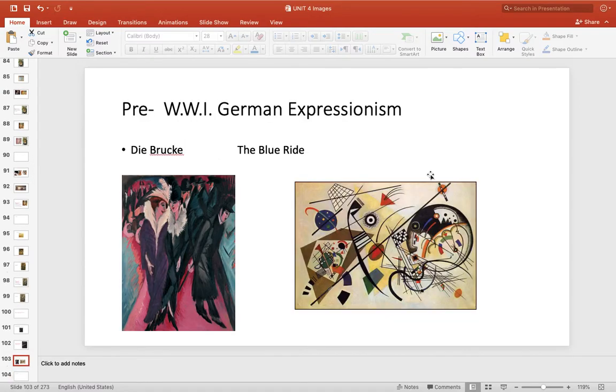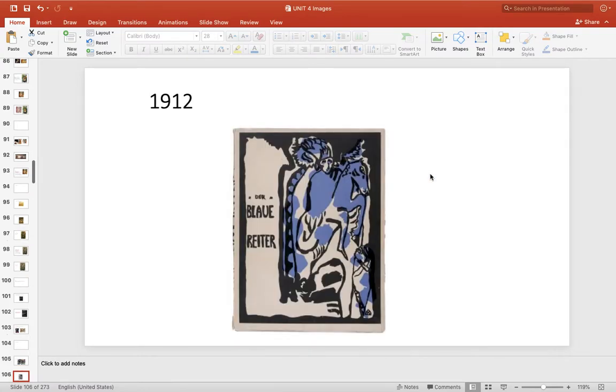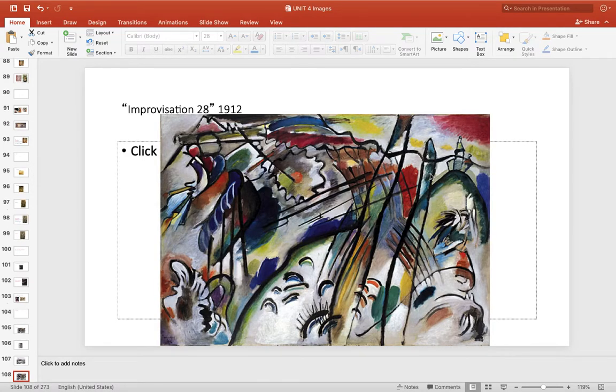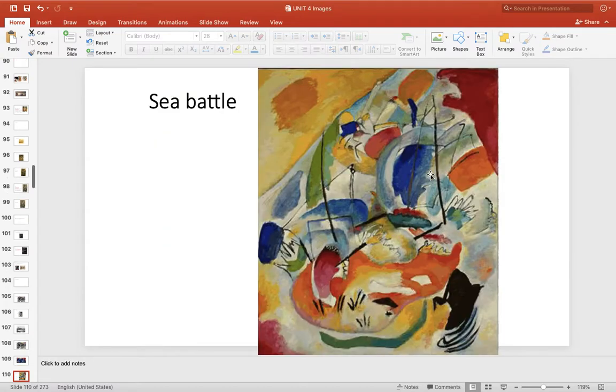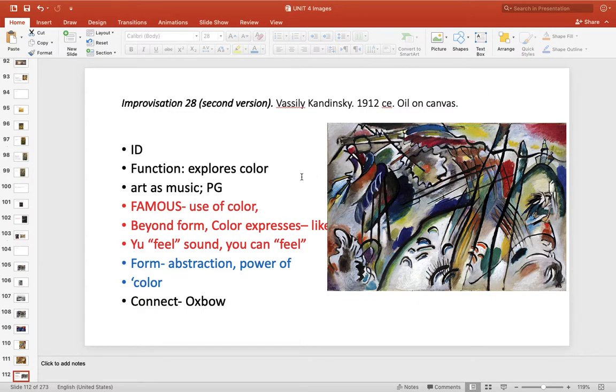German Expressionism, ugly and pretty, Die Brücke and Der Blaue Reiter. Kandinsky, the soul's a piano, color hits the key, plays the music of the soul. Blue Rider, just before World War I, Improvisation 28, and he was part of the Blue Rider movement. Some of his stuff was recognizable in improvisation or total abstraction. This is an improvisation, so you can recognize the hill and the church and things like that.